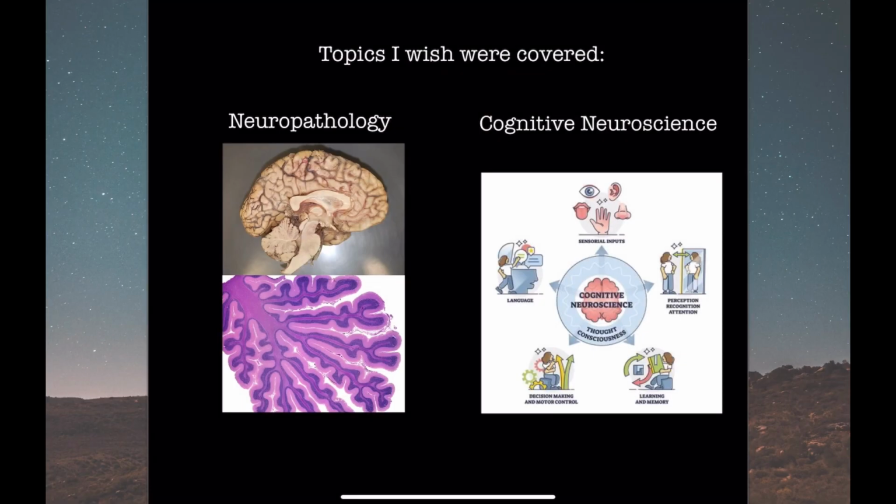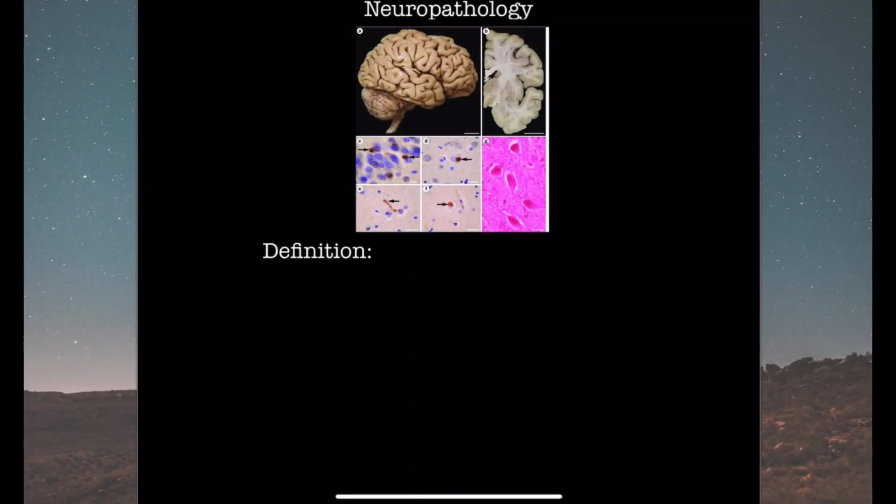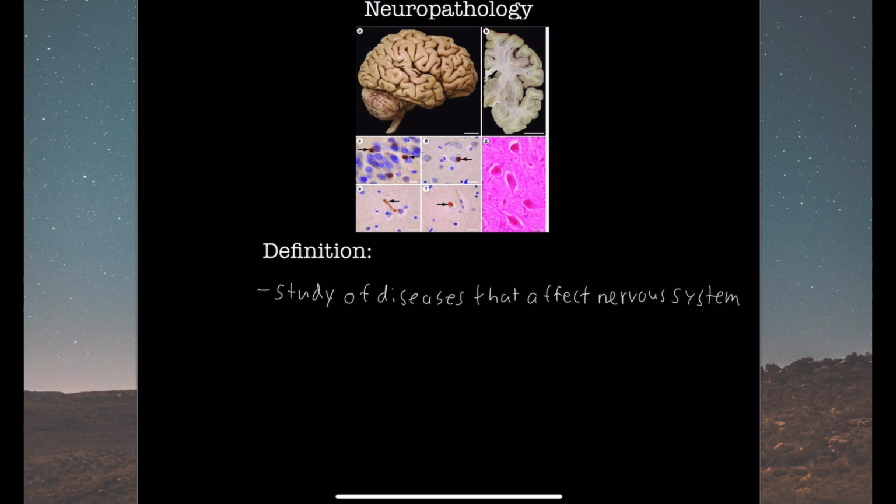Some topics that I wish we covered throughout this semester were neuropathology and cognitive neuroscience. I know we talked about neuropathology as the study of diseases that affect the nervous system, and I would have liked to talk more about how and where in the brain they affect. Some diseases that came to mind were ALS, Alzheimer's, and Parkinson's, but there definitely is more. But mainly just how and where they affect the brain.